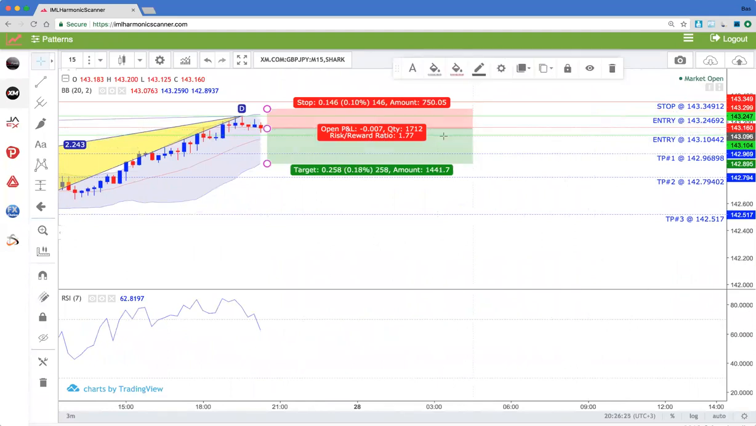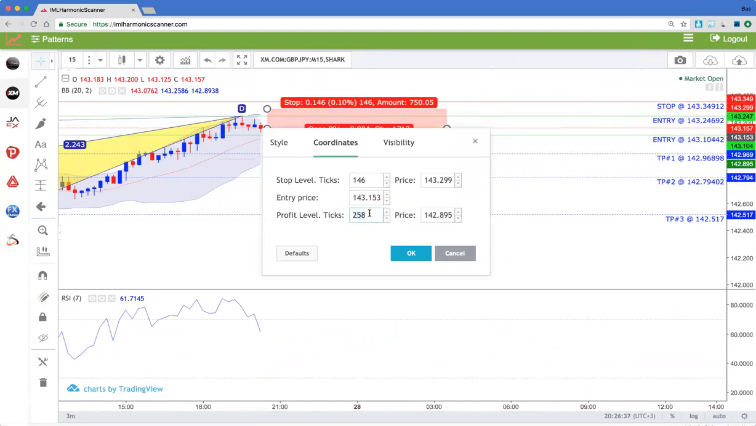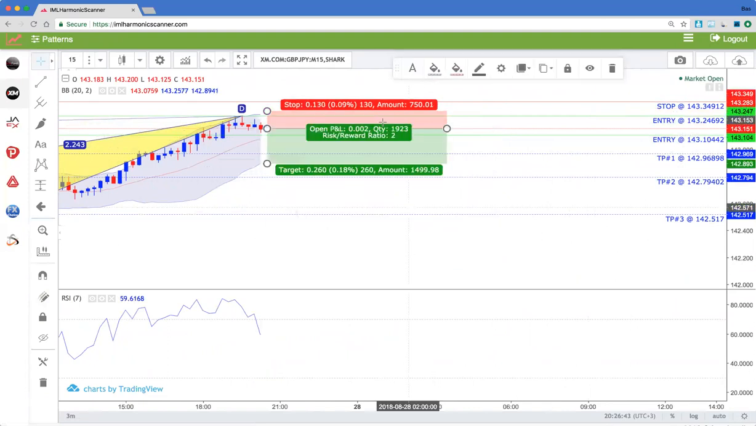So I will just make it a little bit shorter. So my target here is 25 pips. So what I would add is, like, if my target is, let's say, 260 pips, my risk would be 130 maximum. So I want a risk-reward ratio of 2.